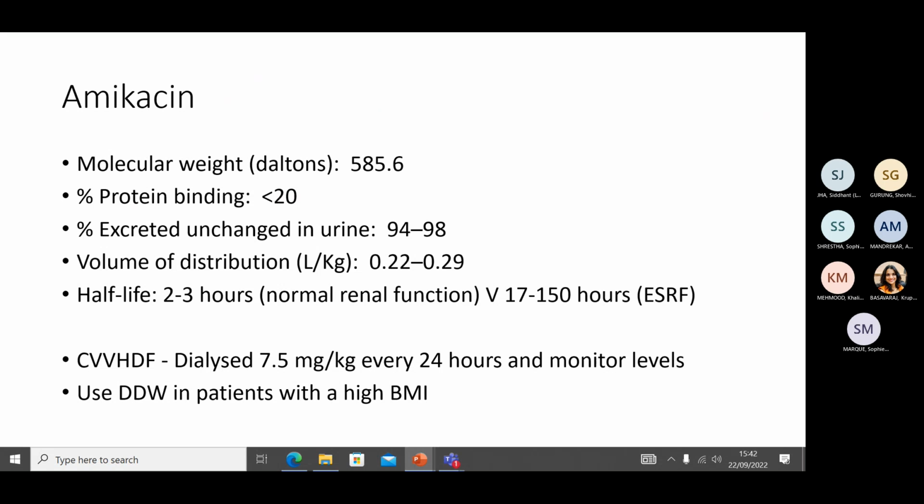So the molecular weight is 585. It's not that protein bound, and it's excreted unchanged in the urine, and the volume of distribution is really small, and the half-life is 2 to 3 hours. But in renal failure, the half-life is prolonged. It can be up to 150 hours.